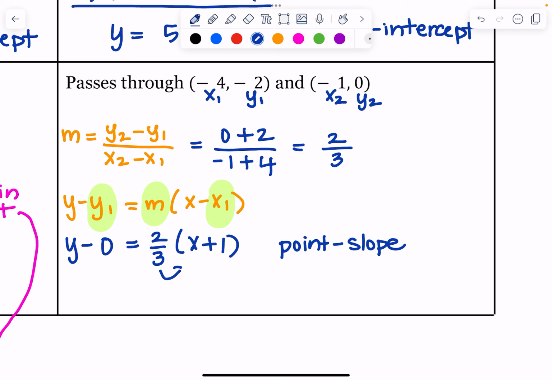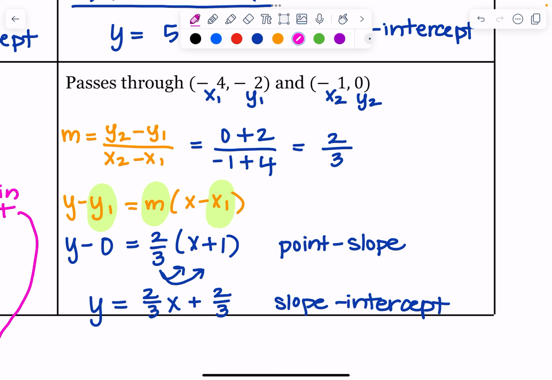And I'm going to distribute. Notice here, I'm also just going to get rid of that 0. So I'm going to have y equals 2/3 times x is 2/3 x plus 2/3 times 1 is 2/3. And this is my slope intercept form.